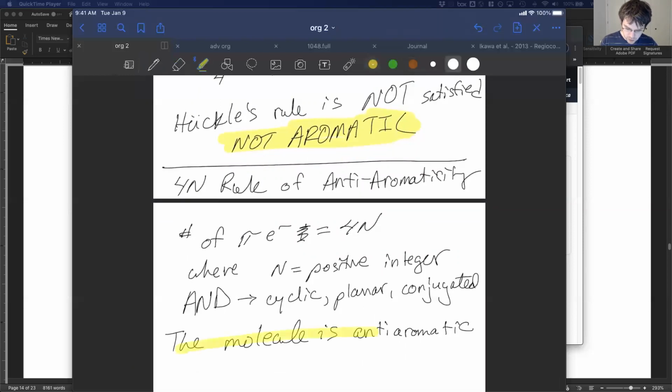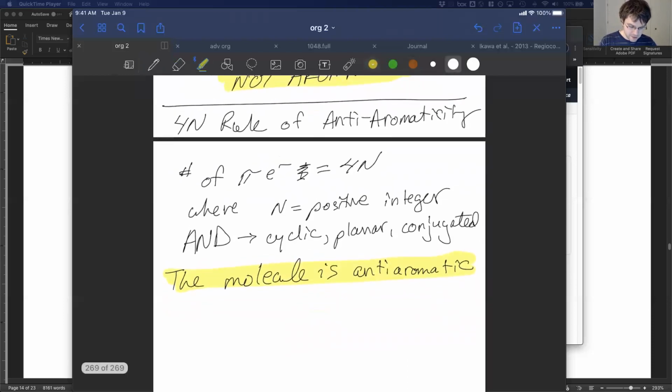So the 4n rule sort of works like the 4n plus 2 rule, but the outcome is the exact opposite. We get something that's anti-aromatic. And being anti-aromatic says that the molecule is less stable than would be expected, or is more unstable.